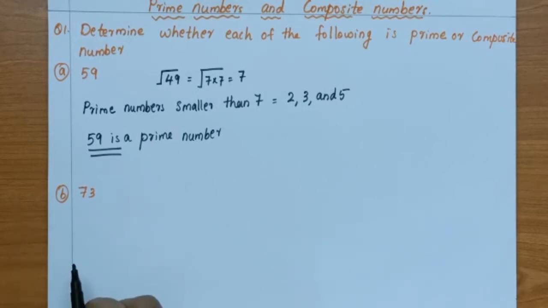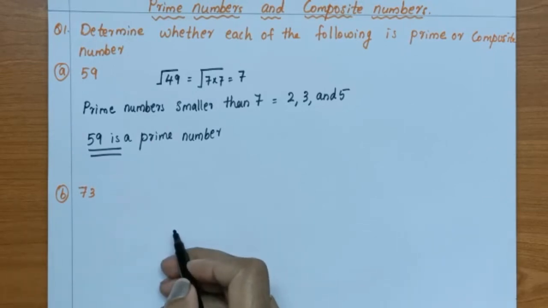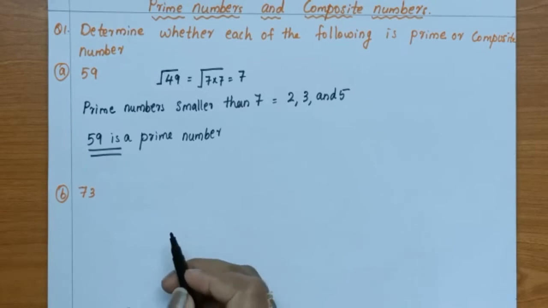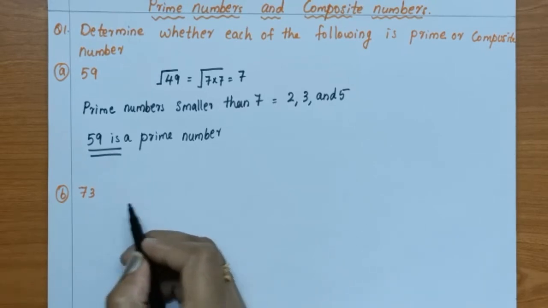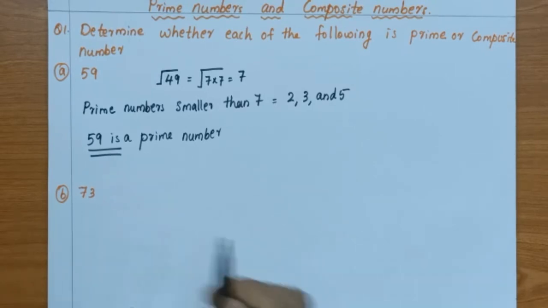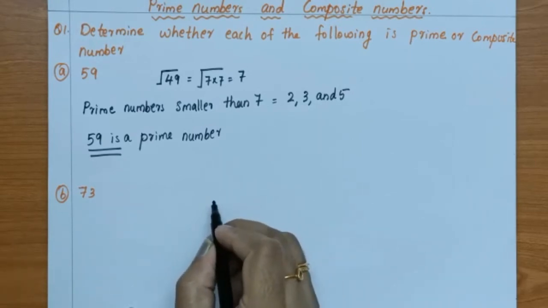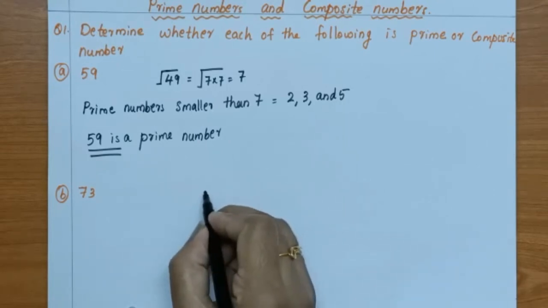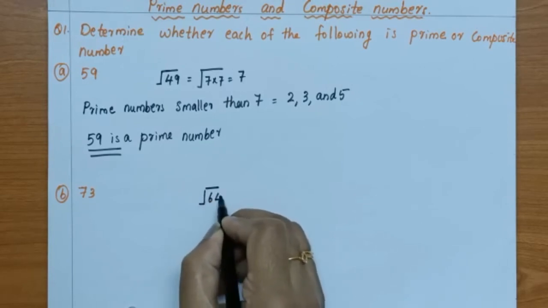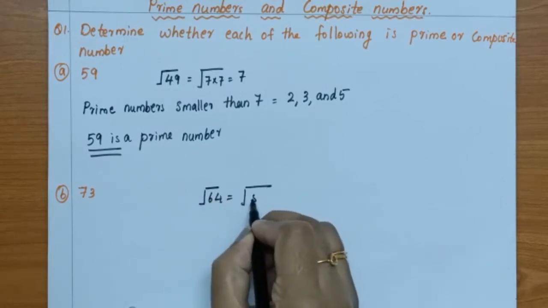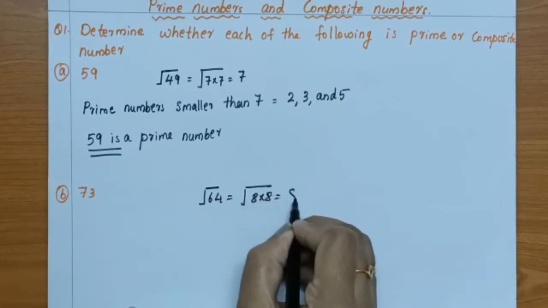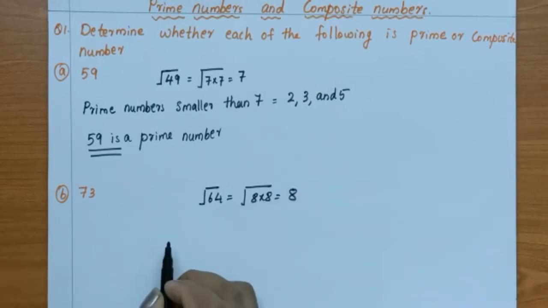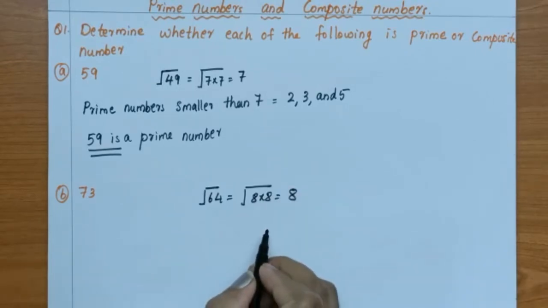So first of all we have to find the nearest or smaller square number than 73. So 7 sevens are 49, 8 eights are 64, 9 nines are 81. So we can take 64. The square root of 64 will be 8. Then we have to check which all are the prime numbers smaller than 8.